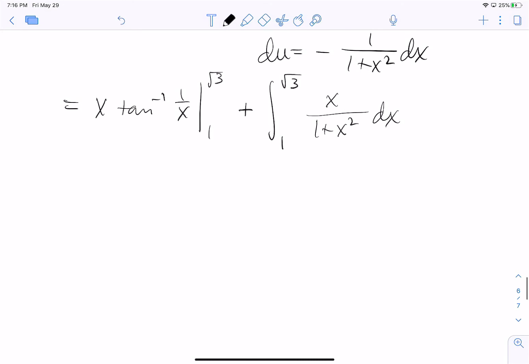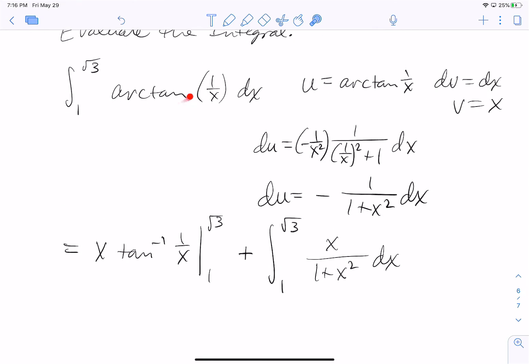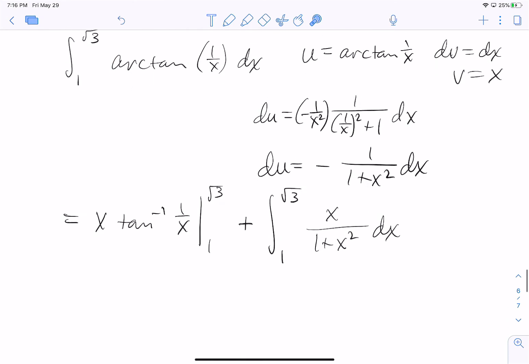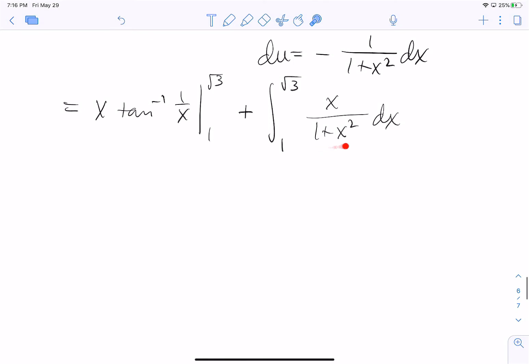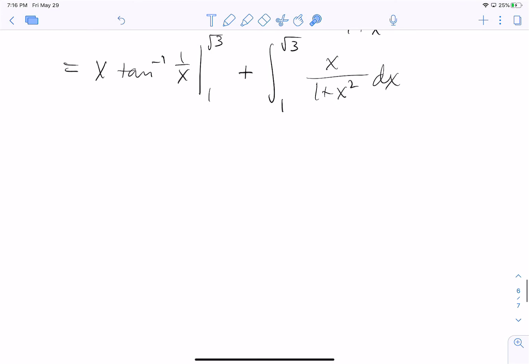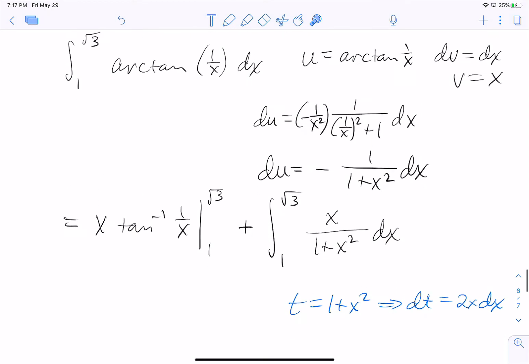This may look like we're worse off because we used to have just one function, the arctangent of x. Now we have here this x over 1 plus x squared. It's still one function, and do you know how we're going to proceed? We're going to use a substitution. If I let t equal 1 plus x squared, then dt is equal to 2x dx. You may be like, why don't I use u equals? Folks, we've already used u in this problem, and I don't want to use it again.